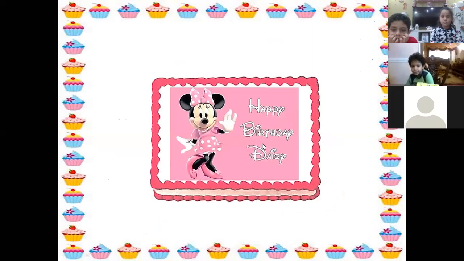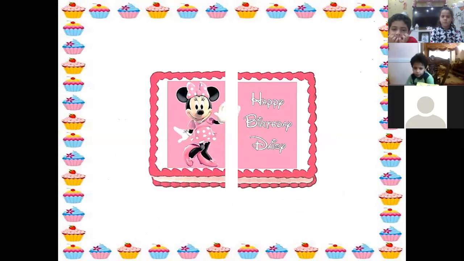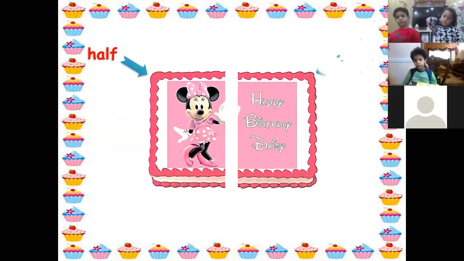And here, guys, if we have one whole birthday cake and I cut it from the middle into two equal parts, we will get two halves. This is a half, and this is the other half. Each part is called a half.